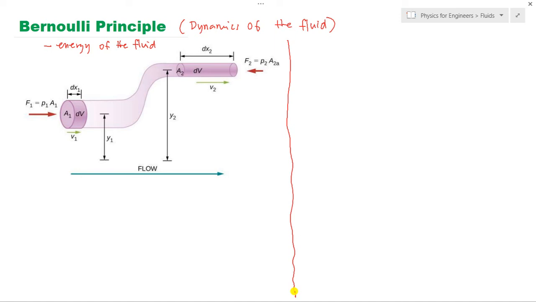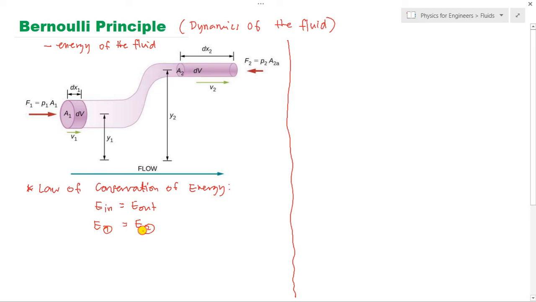So for Bernoulli, we're using the law of conservation of energy. In the law of conservation of energy, energy in is equal to energy out, or the energy at state 1 is equal to the energy at state 2, assuming that we don't have energy losses.